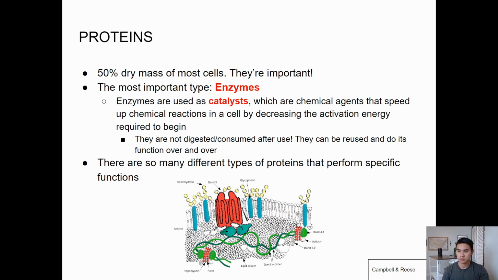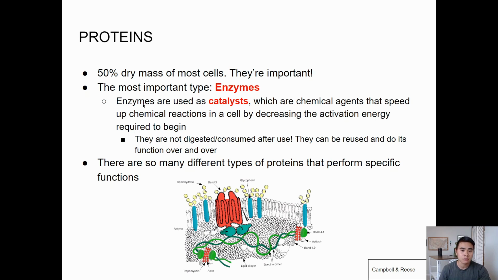Okay, next is proteins. Proteins are pretty important. So simply enough, 50% of the dry mass of cells, it makes up about half of a cell. It's important. And one of the most important types is an enzyme. So enzymes are used as catalysts, which decrease the activation energy required to start a reaction.